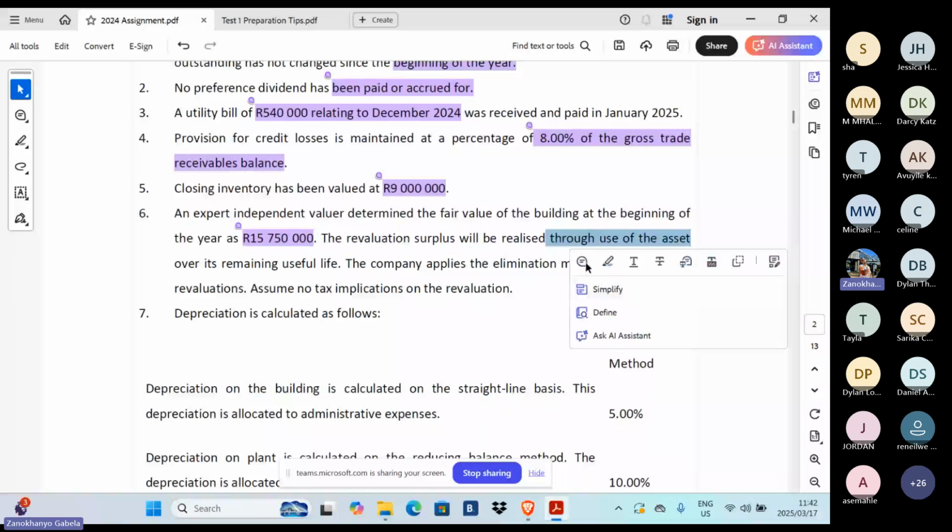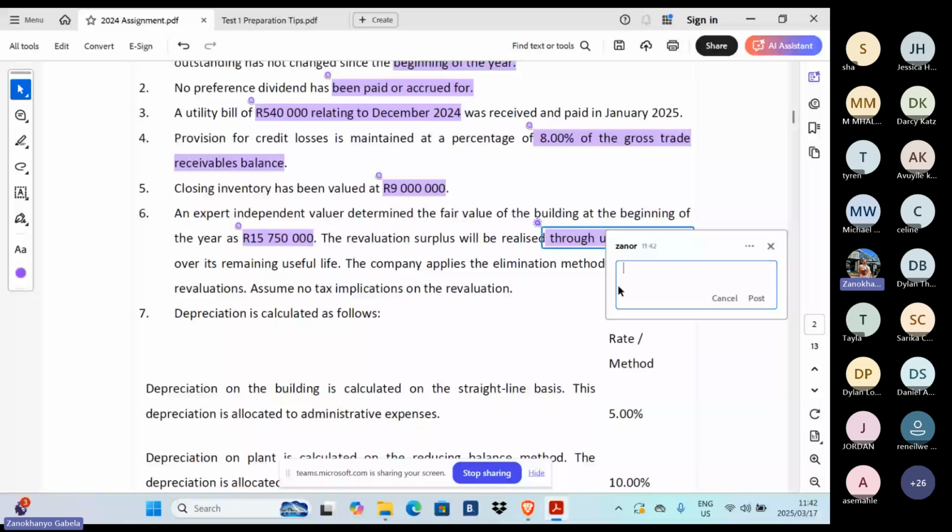Okay, that means now take the revaluation surplus you just calculated, then divide by the remaining useful life. This is what you are going to minus out of your revaluation surplus in the statement of changes in equity to RE. Perfect. Nice stuff, nice stuff.